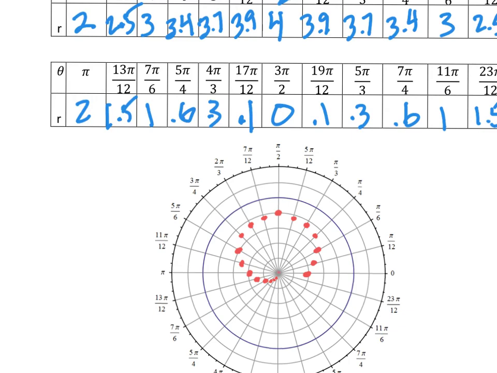At 3 pi halves, we're at the pole at 0. At 19 pi 12ths, we're at 0.1. At 5 pi thirds, we're at 0.3. At 7 pi fourths, we're at 0.6. And at 11 pi 6, we're at 1 ring.